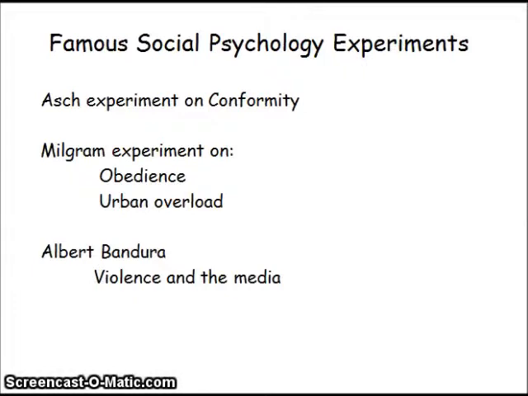Urban overload, really quick, is why is it that people in large cities are sometimes not as helpful, even if they see something bad happening, as someone who might be in the country or a more rural area? Milgram stated that he felt that urban areas were so flush with stimuli that people could just not cope with everything that they were seeing, hearing, feeling. And so in order to cut down on that amount of stimuli, they sometimes would block out bad things that were happening and ignore them.